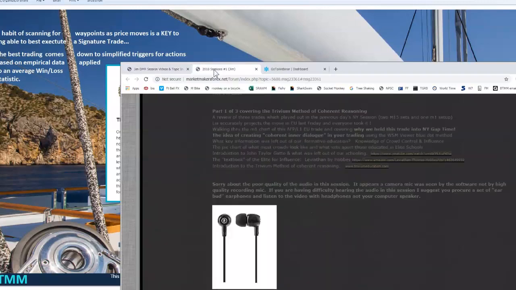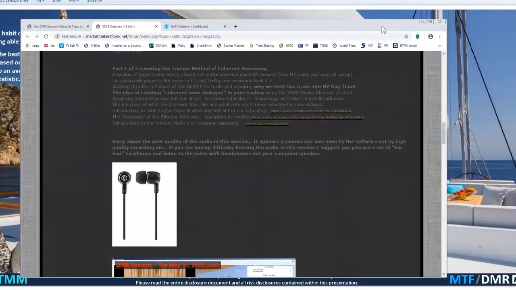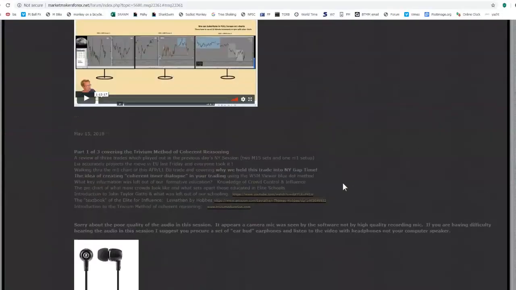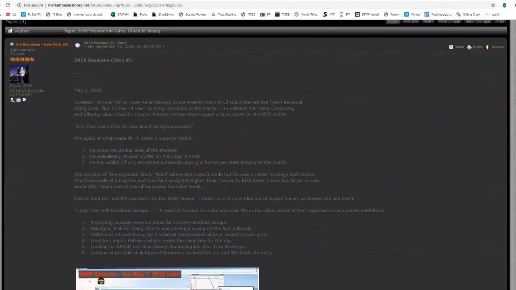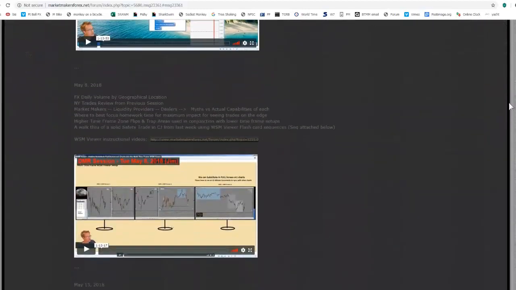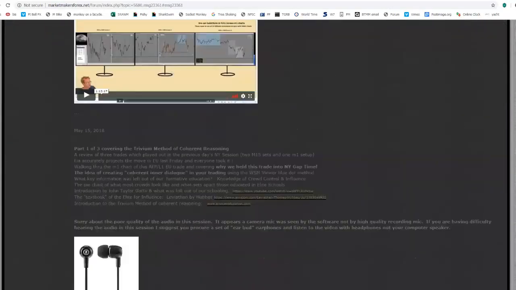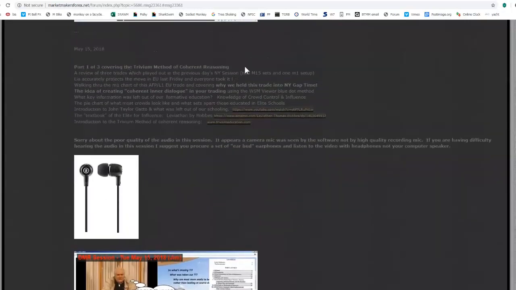But if you click that link, you're going to come down into these 3 sessions which deal with this idea of empirical. Let me just show you from the top so you know what to ignore. So ignore this top one. Ignore this second one. You're looking at the beginning of this 3-part session here, which is part 1 of 3 parts covering the trivium method of coherent reasoning.